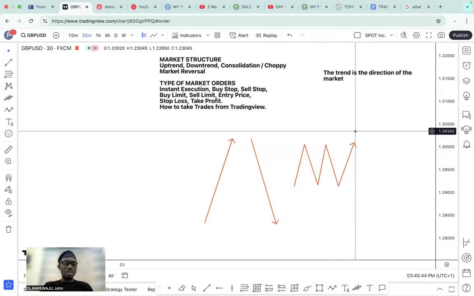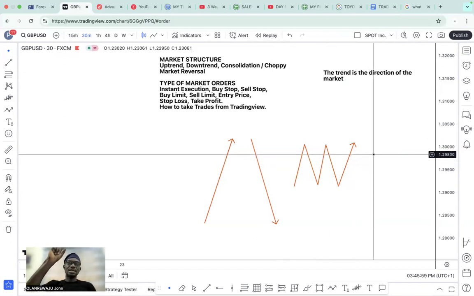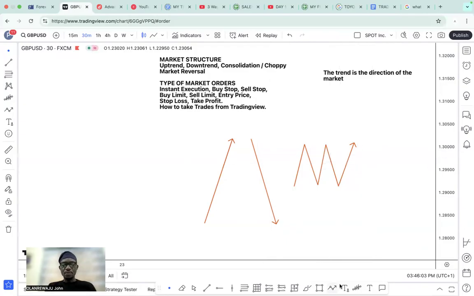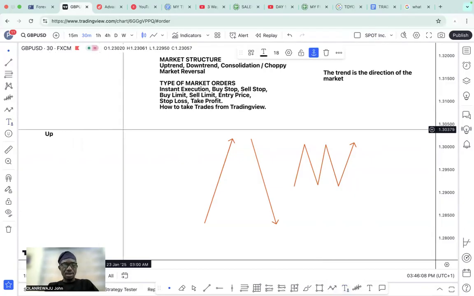And just as we name a candlestick that is going up a bullish candle, in the same way we can name a trend that is going up a bullish trend. And the same way we name a candlestick that is coming down a bearish candlestick, we can name a trend that is coming down a bearish trend.